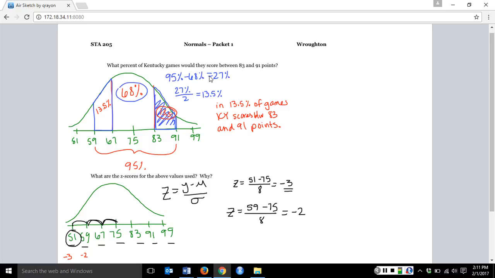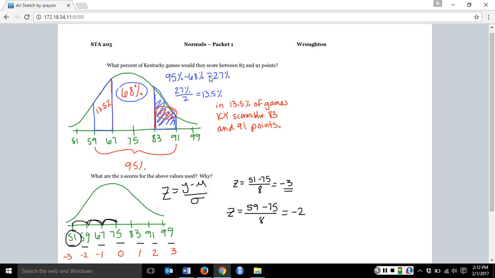What would the 67 give us? 67 minus 75 over 8 would give us -1. 75 minus 75 over 8 gives you 0. 83 minus 75 over 8 gives you 1, 2, 3. So I'm really looking at number of standard deviations it is away. That's what that z is exactly doing.